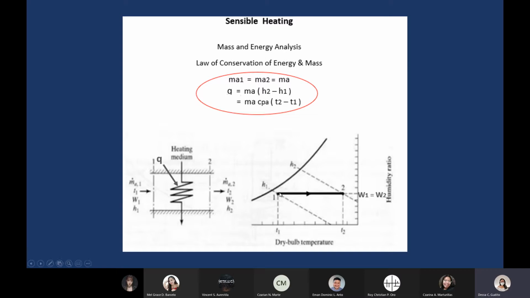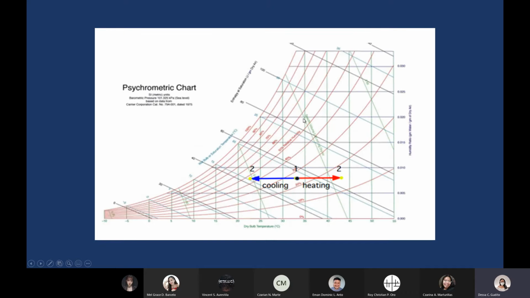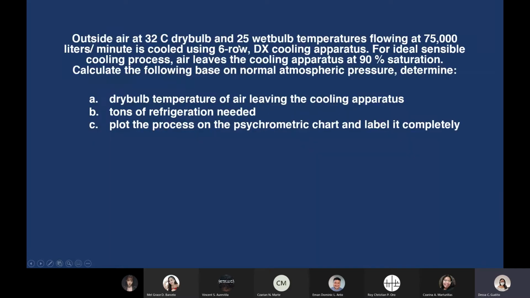The temperature increases. That's the main difference between sensible heating and sensible cooling. Instead of H1 minus H2, it is H2 minus H1 for sensible heating. So cooling goes to the left and heating to the right. Let's proceed to the sample problems that sir discussed with us, and the second problem is a take home exam.